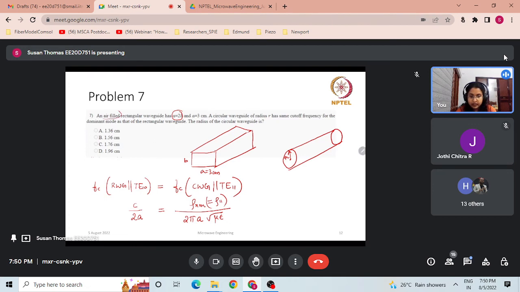So this is mentioned as air filled rectangular waveguide, so we take the assumption that circular waveguide is also air filled, although it is not given in the question. So C by 2a is equal to rho 11 by 2 pi a. Rho 11 value from the table is 1.841. And oh sorry, please don't write it as A here, this is R here. Please try to understand the difference. In case of rectangular waveguide, the longer dimension is A, and this is the inner radius, R. So these two don't get cancelled. Please don't do that. C and 1 by root of mu naught epsilon naught get cancelled.